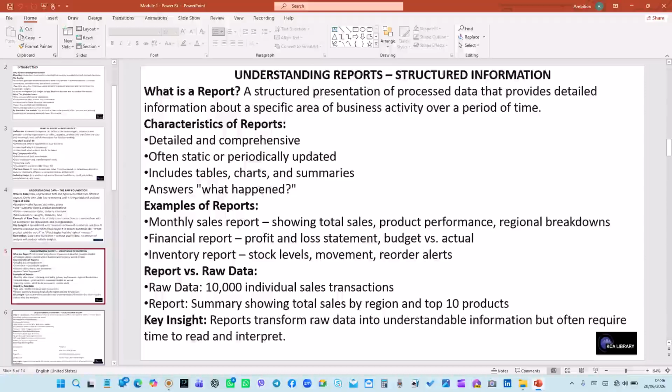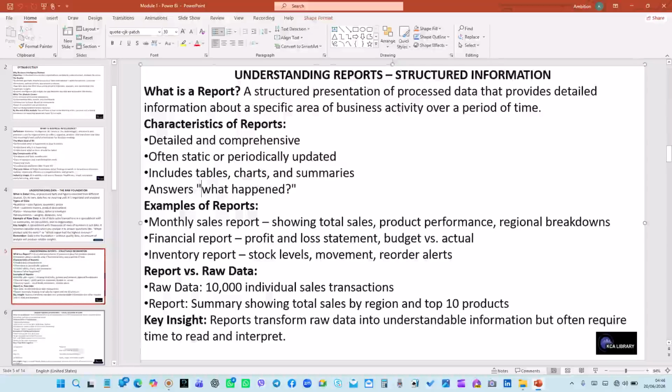Now let us look at report versus data. Raw data may include 1,000 individual sales transactions, but a report summarizes it, showing total sales by region and top 10 products. The key insight here is that reports transform raw data into understandable information, but often require time to read and interpret.